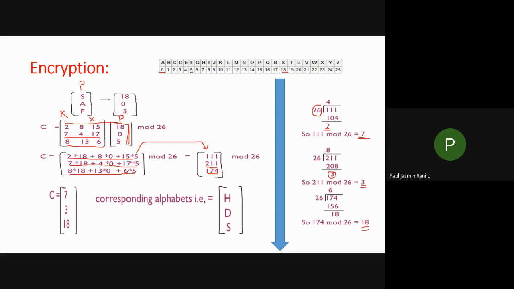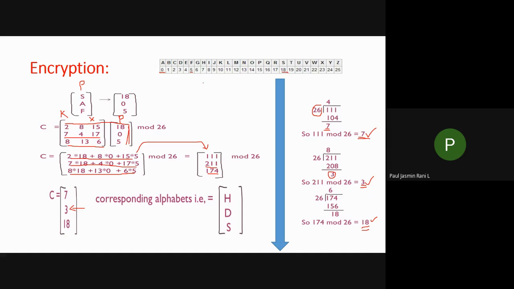Now 7 3 18. This is your ciphertext. So 7 3 18 is your ciphertext. Now you got only the numbers. Now you have to convert those numbers into the corresponding alphabets.